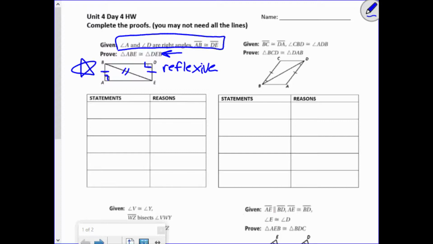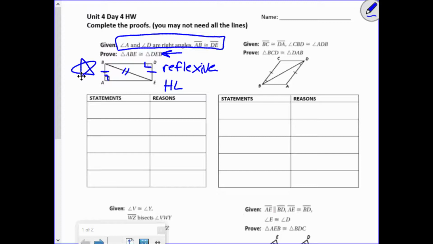Because now with this side added here, BE being congruent to itself, we can say that the triangles are congruent by HL. Because they're both right triangles, the hypotenuse of each triangle is congruent, and then the corresponding legs of the triangles are congruent. That matches up with the HL rule to prove that the triangles are congruent. If all I was asking is whether the triangles were congruent or not, this is where you would stop. But I asked you to write a proof.